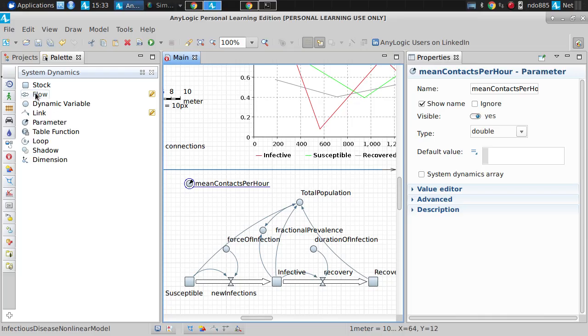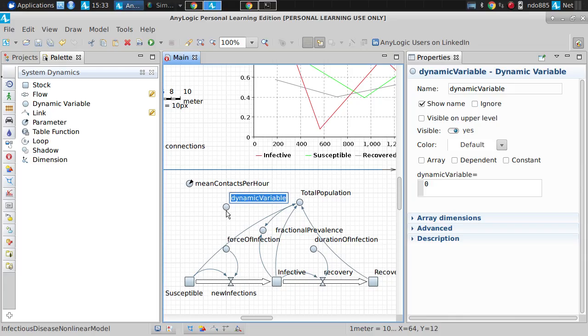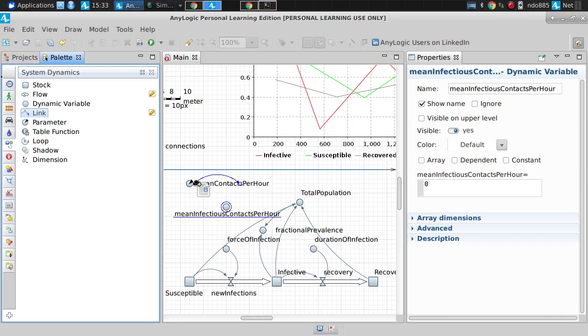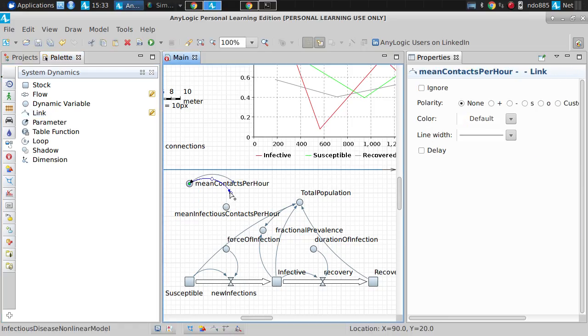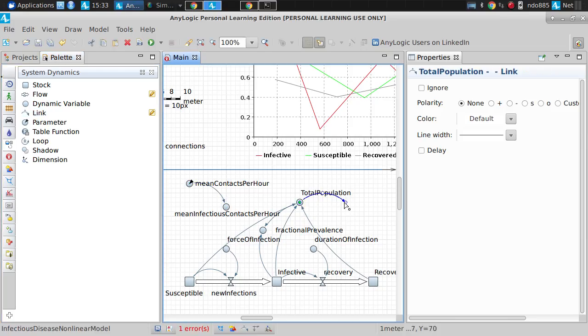And we're going to drag in a dynamic variable here that's going to be mean infectious contacts per hour. That's going to be an estimate. That's a dynamic variable, not a parameter.